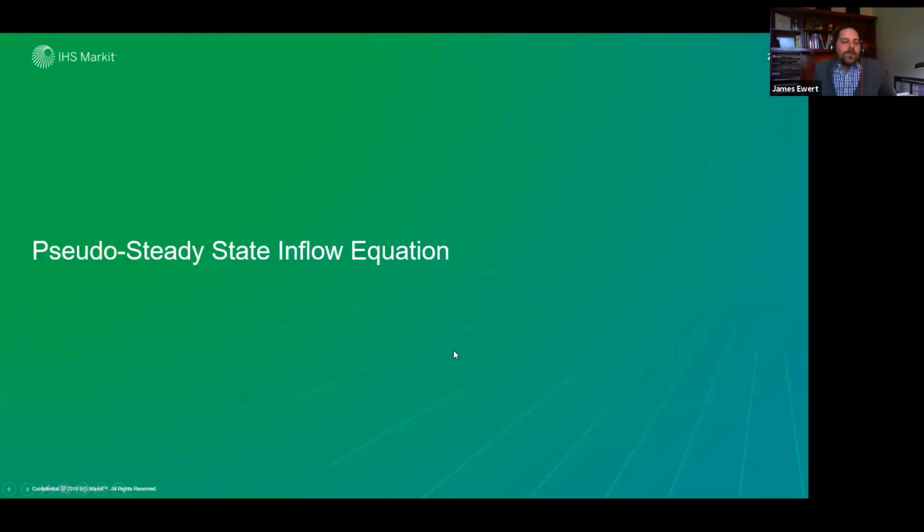Okay, so now I'm only going to cover, I think, one equation. There might be another one tossed in. I want you to know about the fundamental equation of rate transient analysis. It is called the pseudo-steady state inflow equation. It is an equation where we take Darcy's law and compressibility and put them together. And what you're going to see is that the term for average reservoir pressure gets factored out.